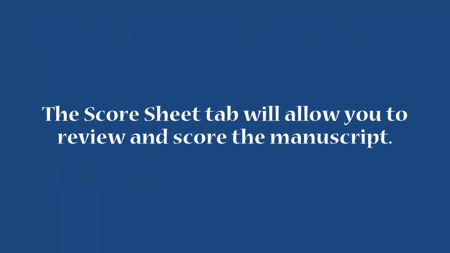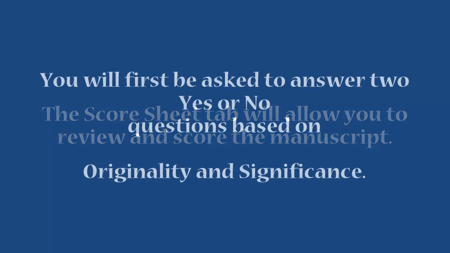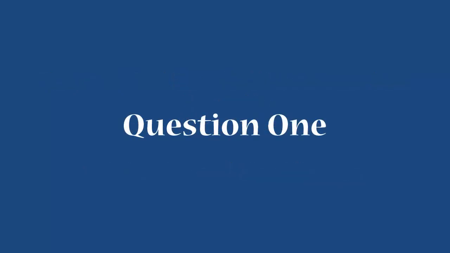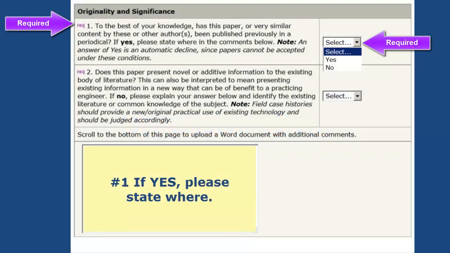The score sheet. The score sheet tab will allow you to review and score the manuscript. You will first be asked to answer 2 yes or no questions based on originality and significance. Question 1. If you answer yes to question 1, you will be required to explain in the comments box.